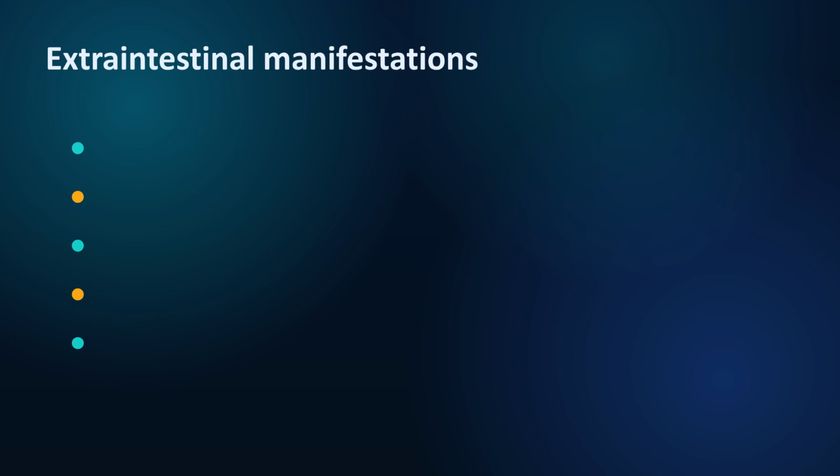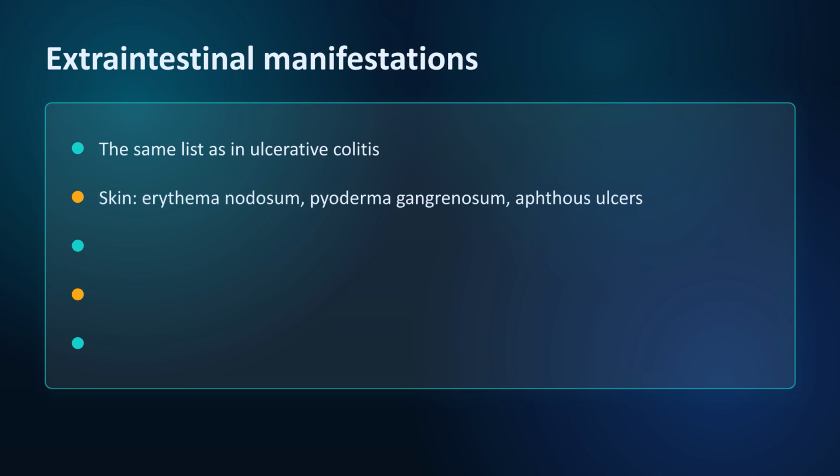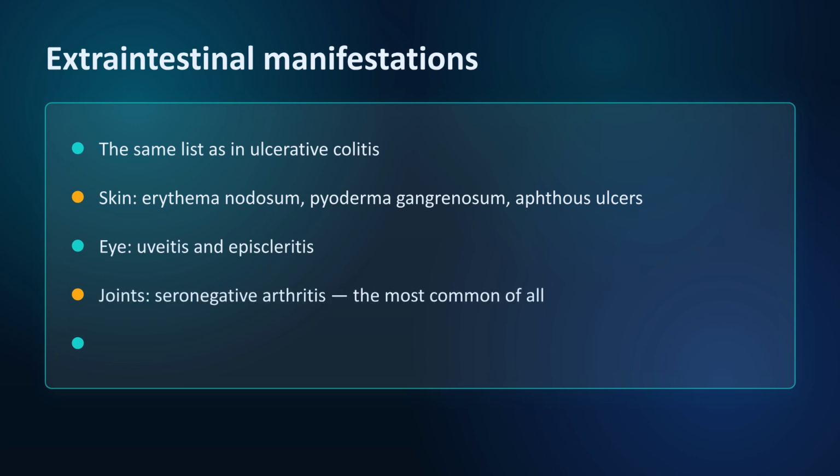The extraintestinal manifestations are the same list as in ulcerative colitis, so we can move quickly. In the skin, erythema nodosum, pyoderma gangrenosum, and aphthous ulcers. In the eye, uveitis, which threatens vision and needs urgent ophthalmology, and episcleritis, which is milder. In the joints, seronegative arthritis, which is the most common extraintestinal manifestation of all. And in the blood, thromboembolic events, highest during an active flare.